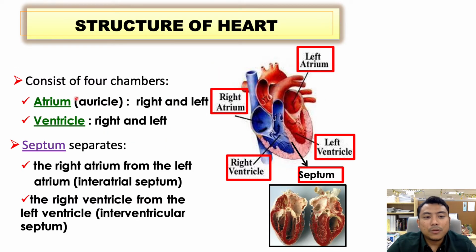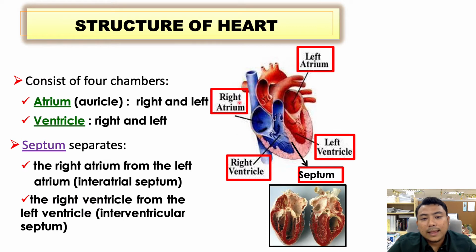So it consists of 4 chambers. This is what you have learned in your secondary school, I believe. So it consists of atrium, okay, and also ventricle. So atrium ataupun auricle ni, we have right and left, and for the ventricle also we have right and left. Okay, whereby we also have the septum. Okay, yang dekat tengah-tengah ni, they will separate the right atrium from the left atrium. Okay, and also it will separate the right ventricle from the left ventricle.